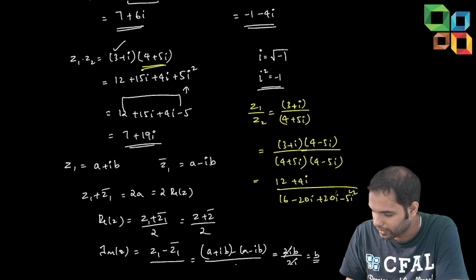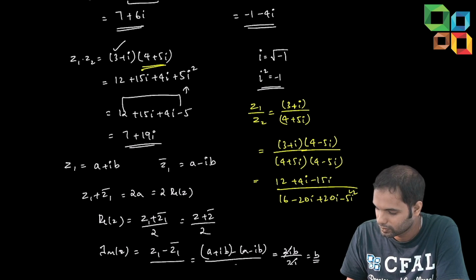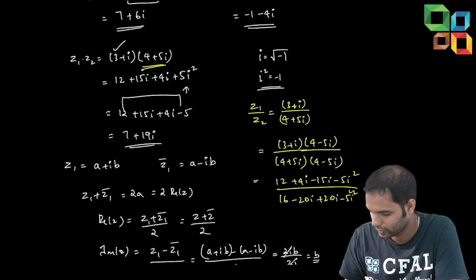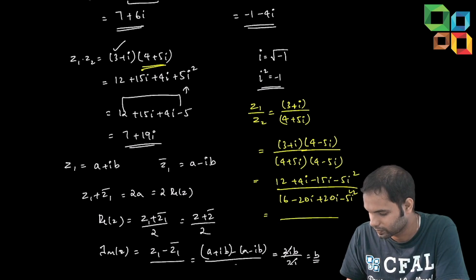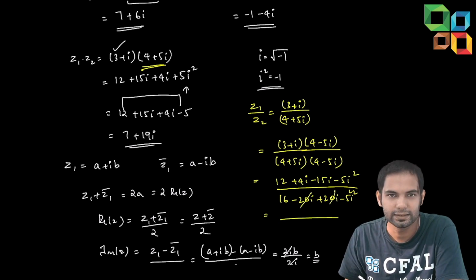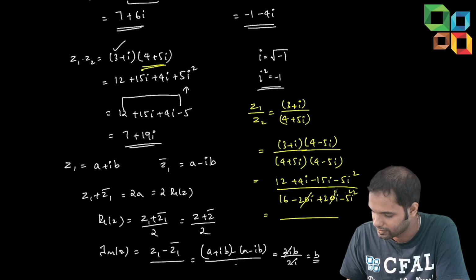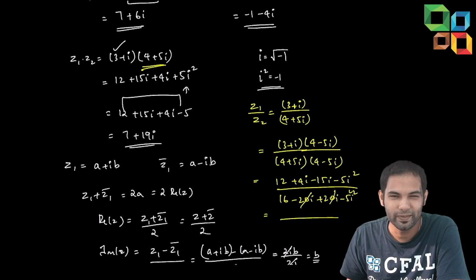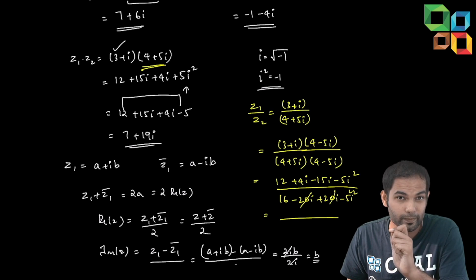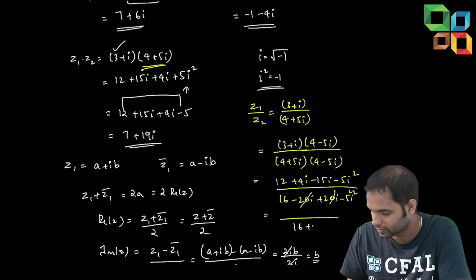What else? Minus 59, minus 5i square. Fine. Look at the denominator. So this and this will be cancelled. What remains is 5 square, which is 25, with into minus 1. Okay. So this will be 16 plus 20.